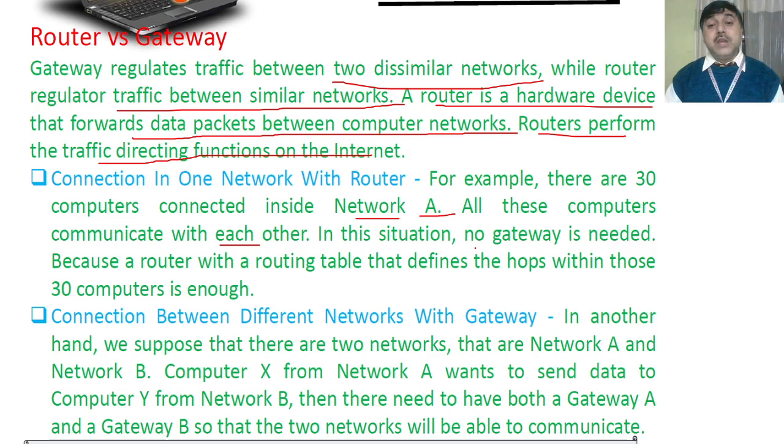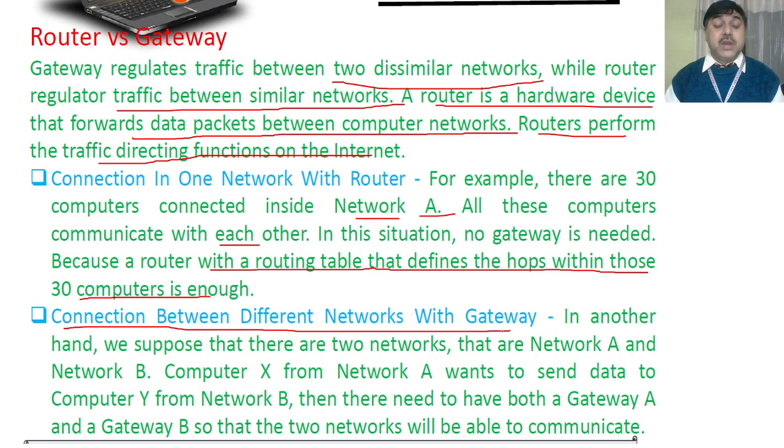We don't require any gateway here, because the router with its table, the operating system phase, will hop within those 30 computers, and it is enough for it, isn't it? As it is enough, they are going to work on this particular data structure. As we work on this data structure, we find how the connectivity system is incorporated, connecting different networks with a gateway.